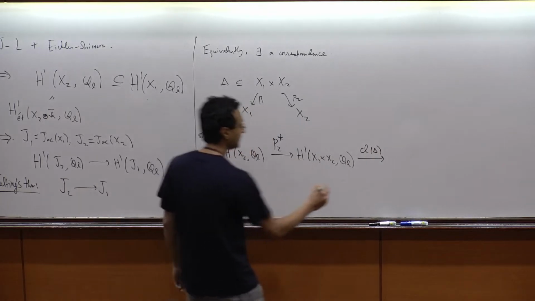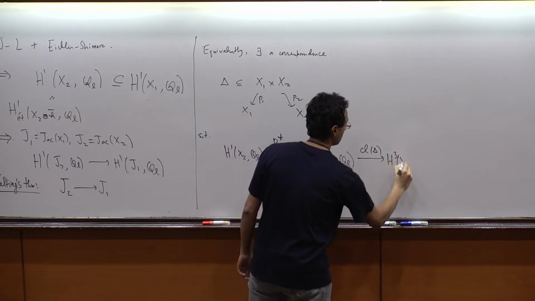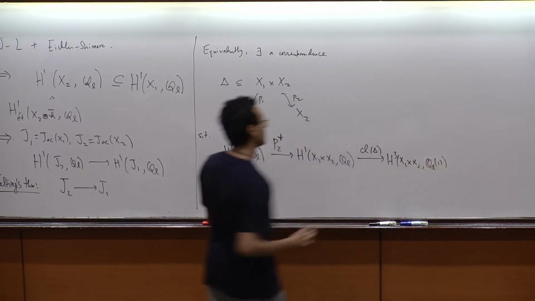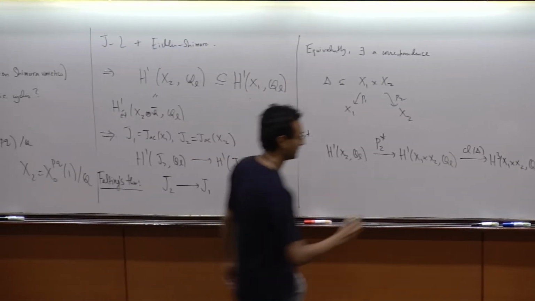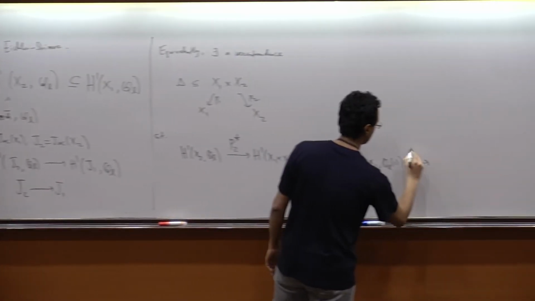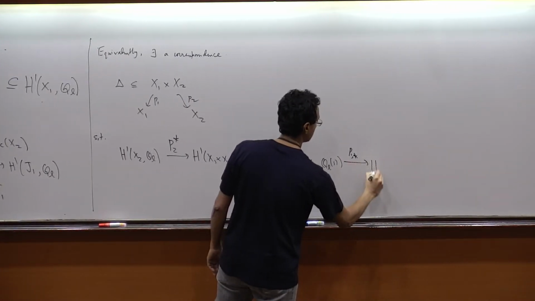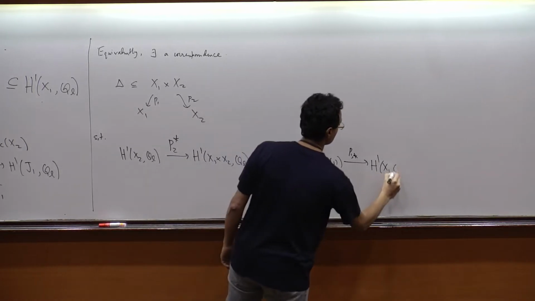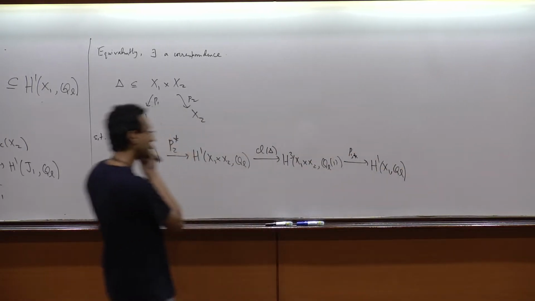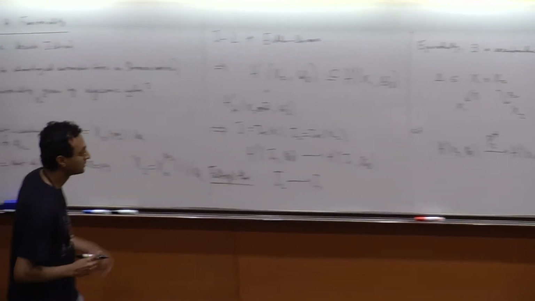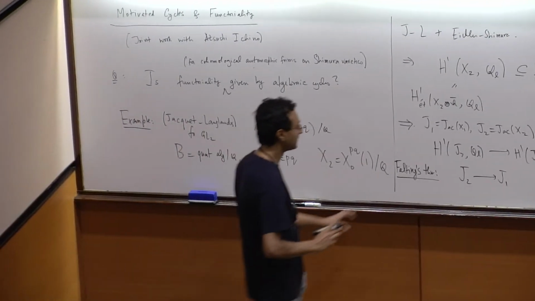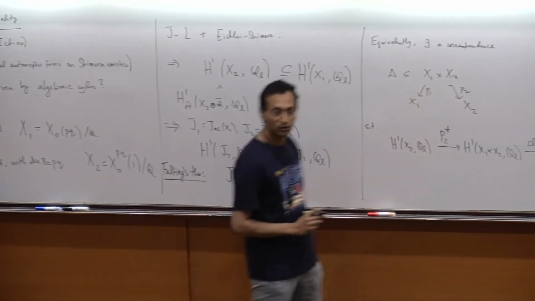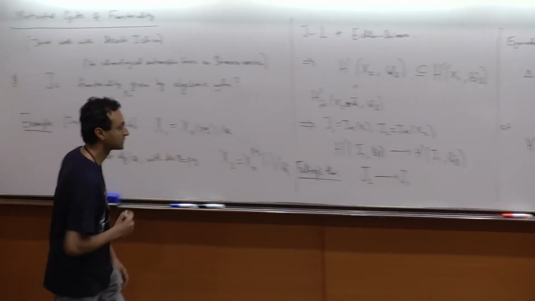So this lands in H3 of X1 cross X2, Q_l(1). And then you push forward by P1. This goes back to H1 of X1, Q_l. So geometrically, you can think of this in two ways. You can think about this as a map at the level of Jacobians, or you can think about it as a correspondence on the product X1 cross X2.